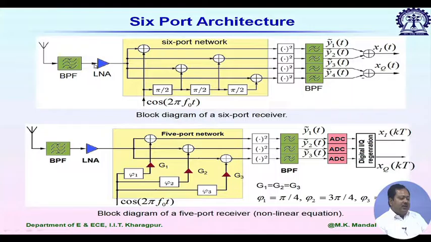So, in this first example for a 6 port receiver, this is the incoming signal, and you see cos 2 pi f naught t, it represents the local oscillator signal. So, it is being added. We can use one simple Wilkinson power divider. One port will be using RF and at another port we will be using LO. Then at the output port we will be having vector addition of these 2 signals.